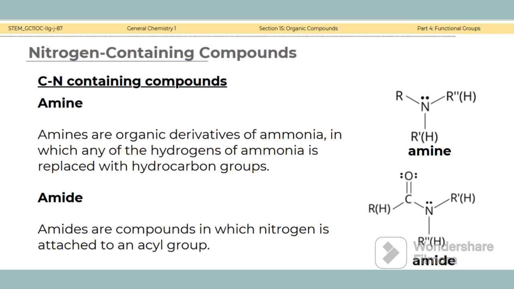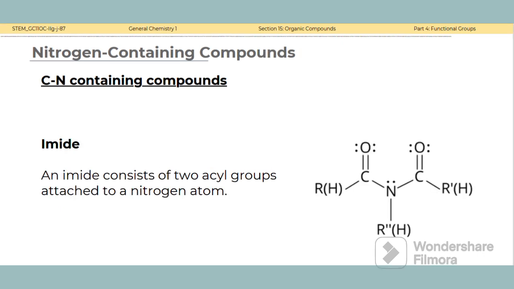Nitrogen-containing compounds, focusing on the carbon-nitrogen single-bond compounds, which are amines. First, the amines are organic derivatives of ammonia in which any of the hydrogens of ammonia is replaced with hydrocarbon groups, while amides are compounds in which nitrogen is attached to an acyl group. Apologies, I am not quite sure how to pronounce this, but imide consists of two acyl groups attached to a nitrogen atom.